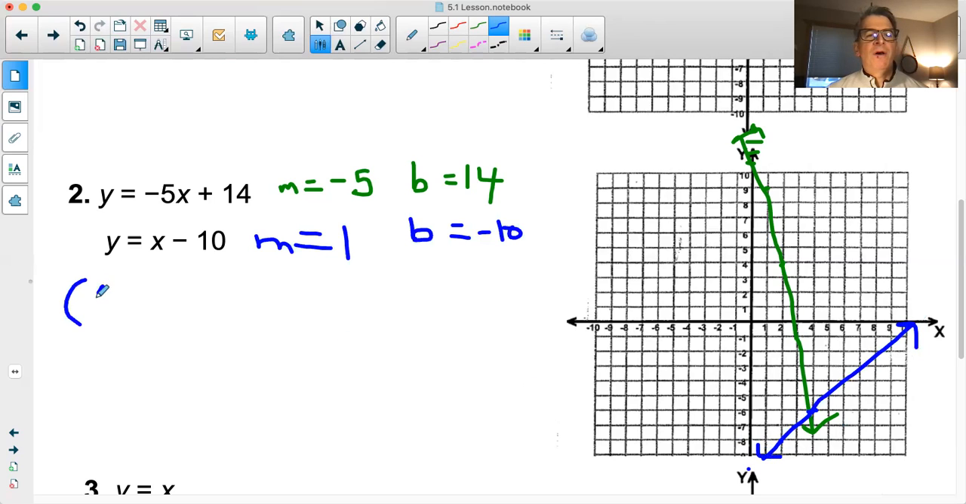So at 4, negative 6, we have the intersection of the two graphs. So if I put 4 in for x and I subtract 10, I have negative 6. So it checks out with the second equation here. And if I have 4 times negative 5, I have negative 20. Add 14, I get negative 6. So both of them check out for number 2.